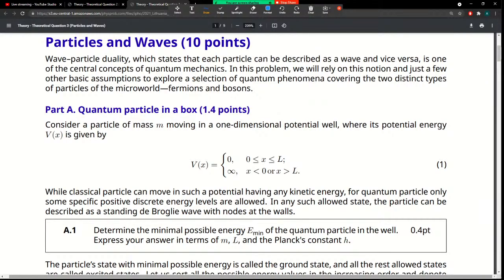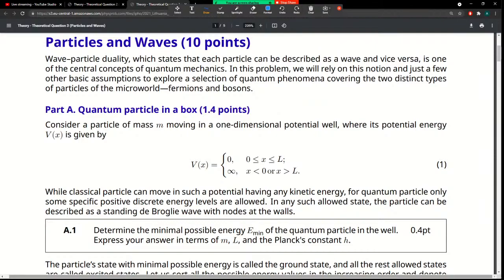Wave-particle duality, which states that each particle can be described as a wave and vice versa, is one of the central concepts of quantum mechanics. In this problem, we will rely on the notion and just a few other basic assumptions to explore a selection of quantum phenomena covering the two distinct types of particles of the microworld, fermions and bosons.